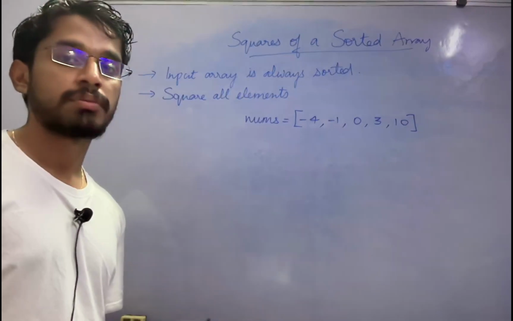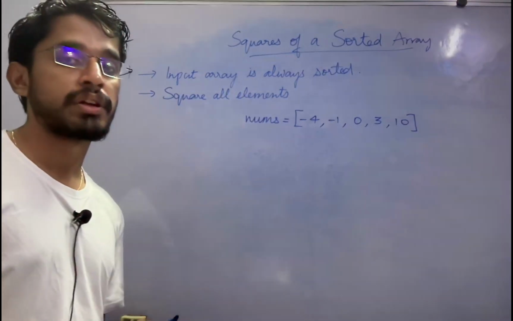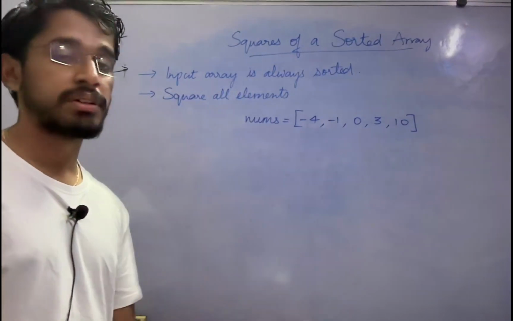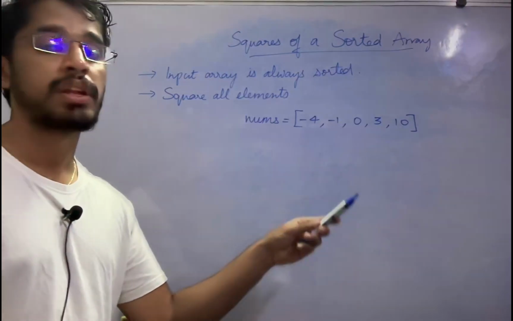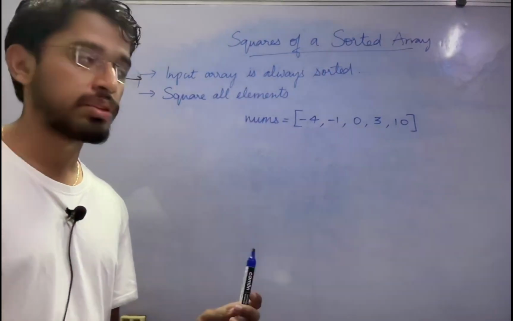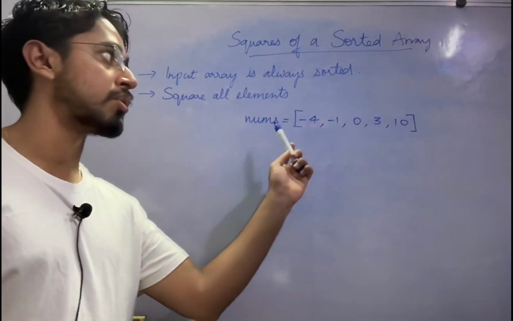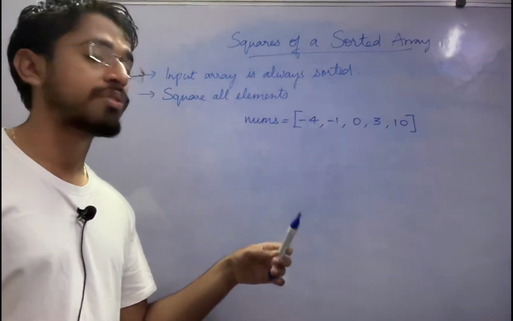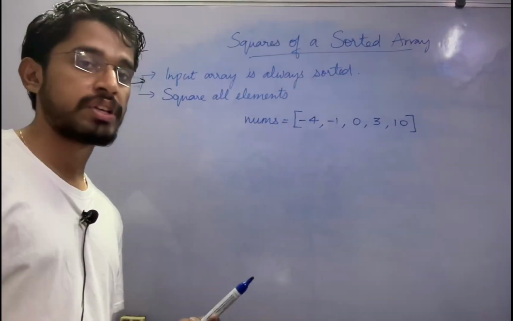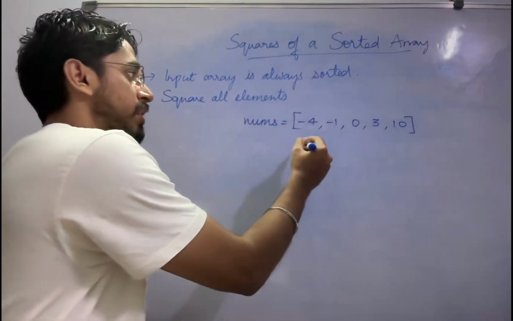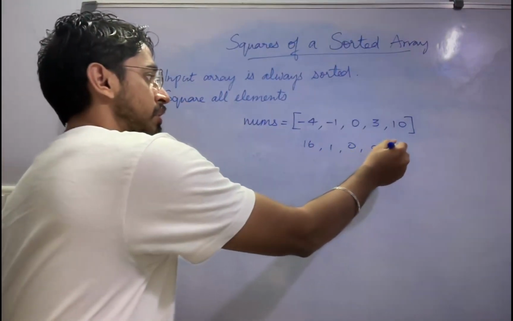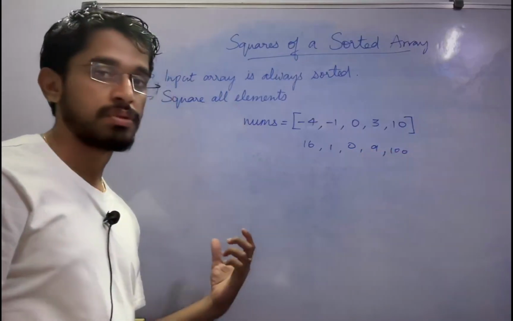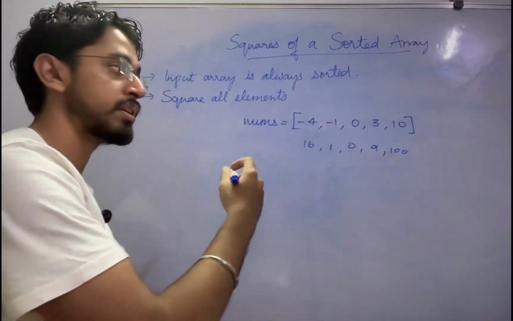So this is a problem called squares of sorted array, where the given array is already a sorted array. We just need to return the squares of all the elements within the given array. Okay, so what we could do is loop across every element within this array and find the square of that. So we square all of the elements. So this becomes 16, 1, 0, 9 and 100. Okay, so all we now need to do is just sort the complete array.